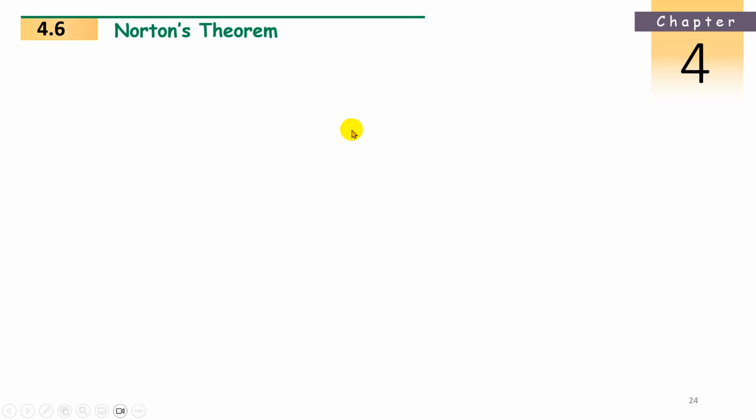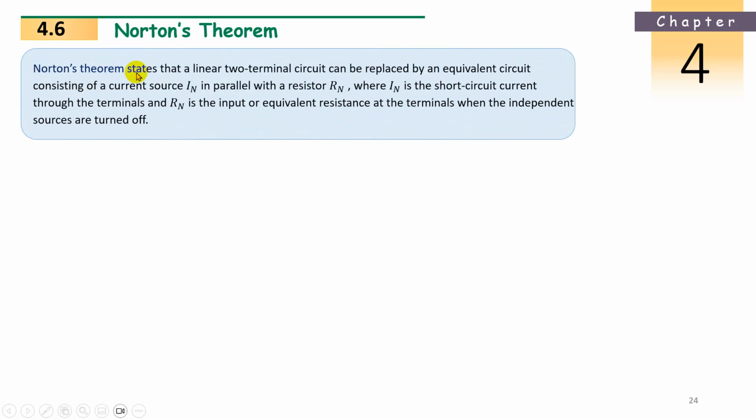So Norton's theorem. The definition is: Norton's theorem states that a linear two-terminal circuit can be replaced by an equivalent circuit consisting of a current source IN in parallel with a resistor RN, where IN is the short circuit current through the terminals and RN is the input or equivalent resistance at the terminals when the independent sources are turned off.